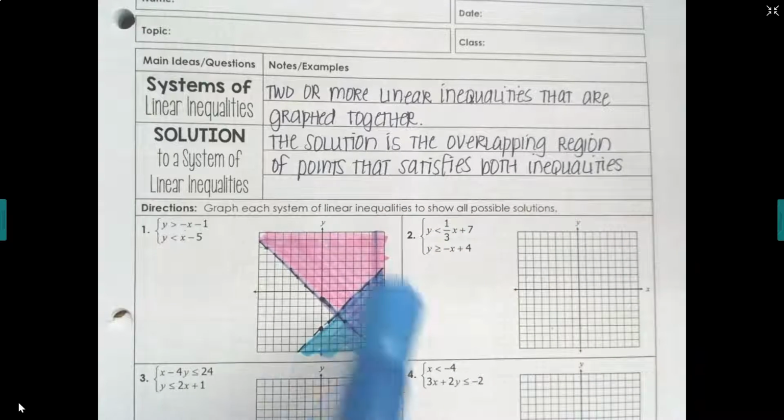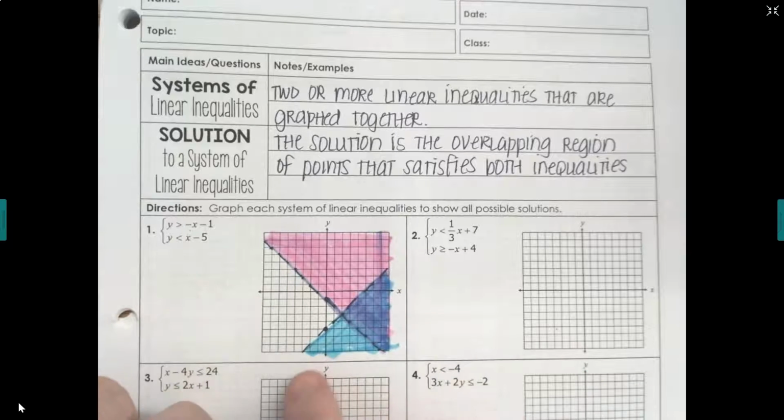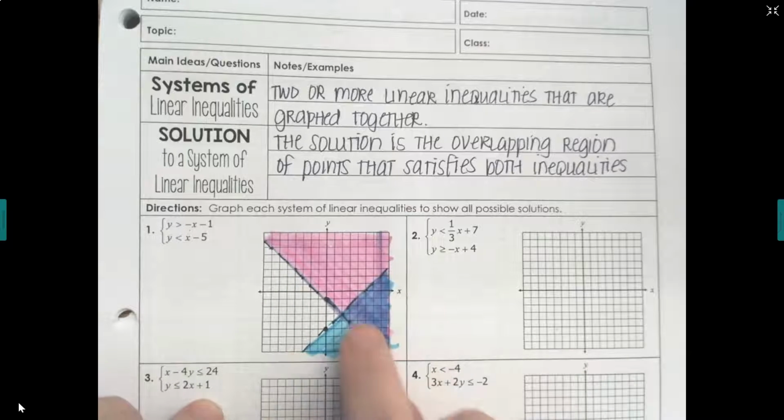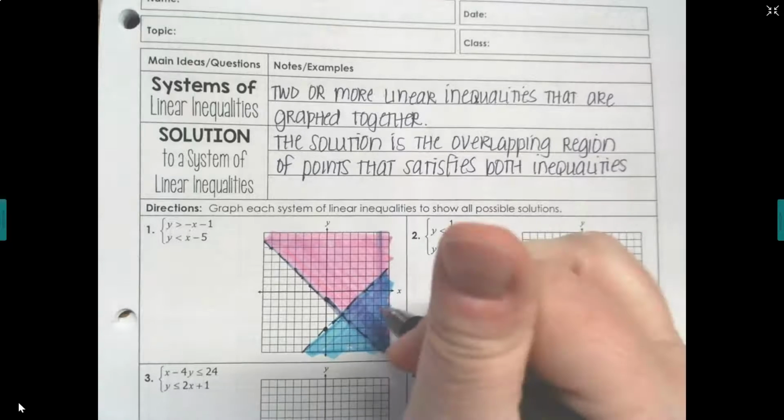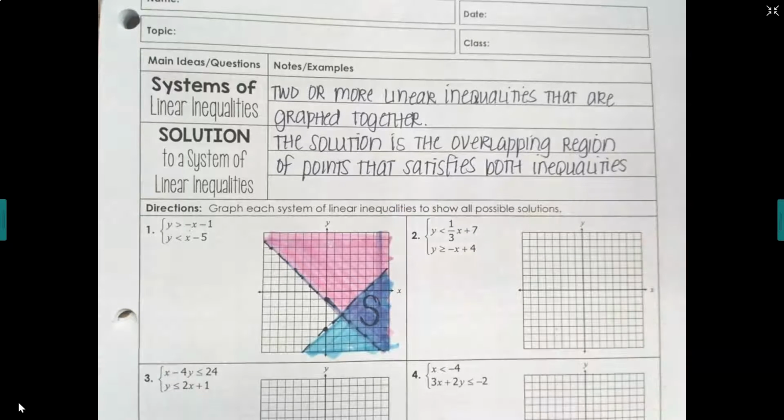Okay, so pink solutions only work with this line. Blue solutions work with this line. Purple solutions, where the pink and the blue cross over with each other, work with both lines. So this is our solution. I'm going to put an S on there for solution.